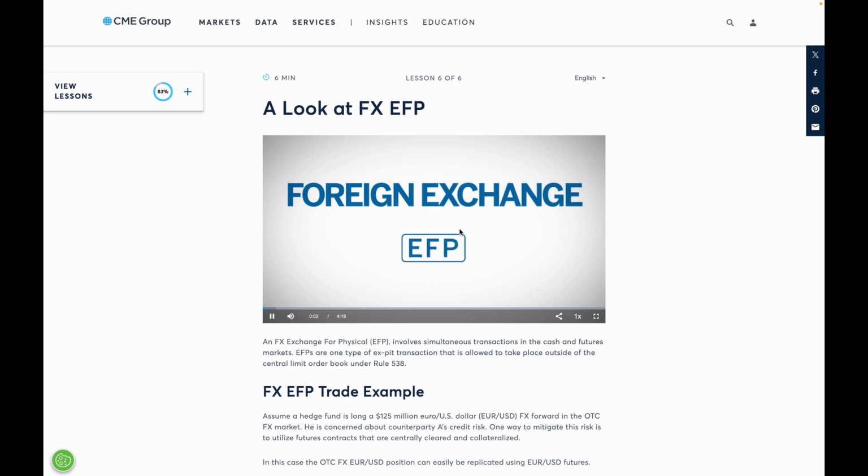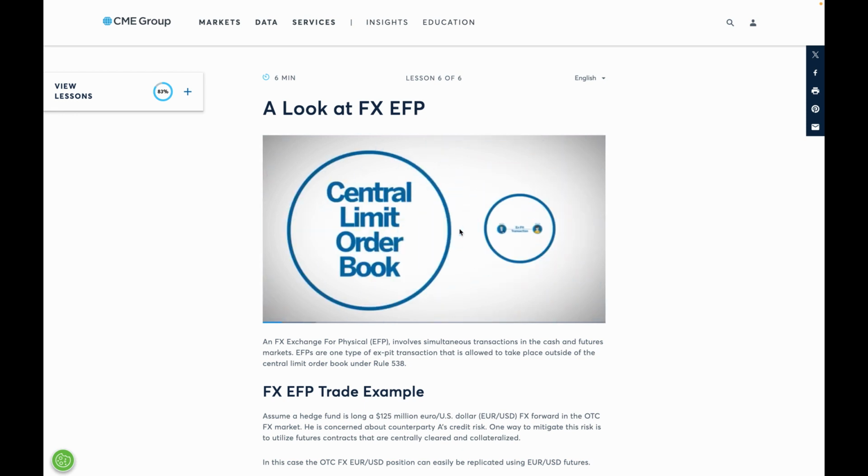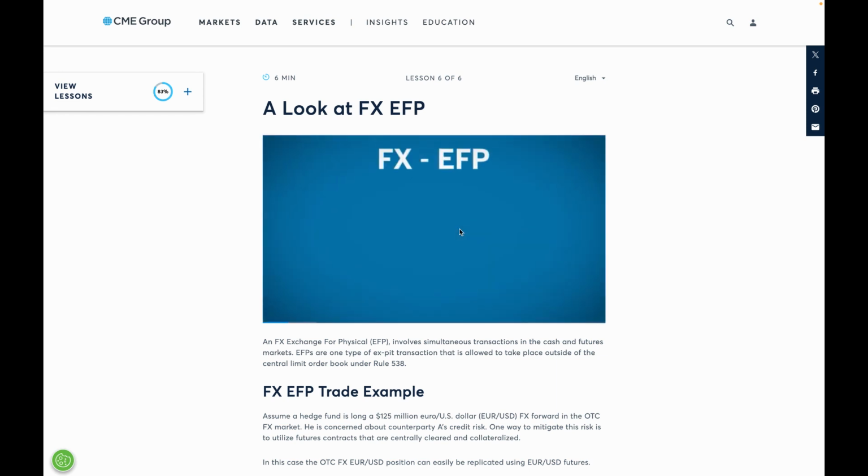An FX EFP, or exchange for physical, involves simultaneous transactions in the cash and futures markets. An EFP is one type of ex-pit transaction that is allowed to take place outside of the central limit order book under Rule 538. Let's consider an example of an FX EFP.